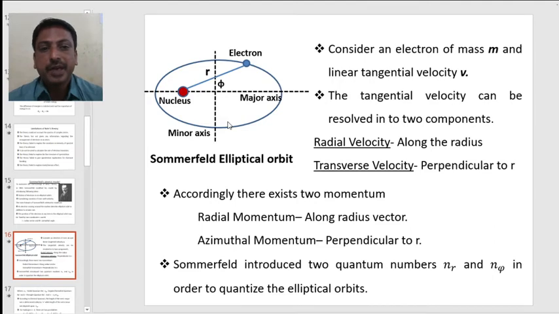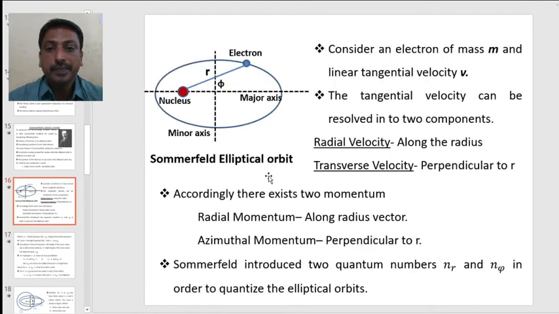Here the tangential velocity v can be resolved into two components, namely radial velocity, which is considered along the radius, and transverse velocity, which is considered perpendicular to the radius of the orbit. Accordingly, there exist two momenta, radial momentum as well as azimuthal momentum, where the radial momentum is directed along the radius, whereas azimuthal momentum is directed perpendicular to r.